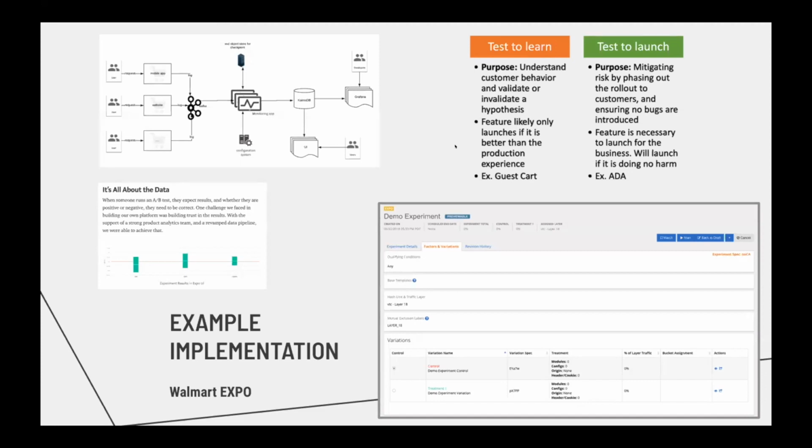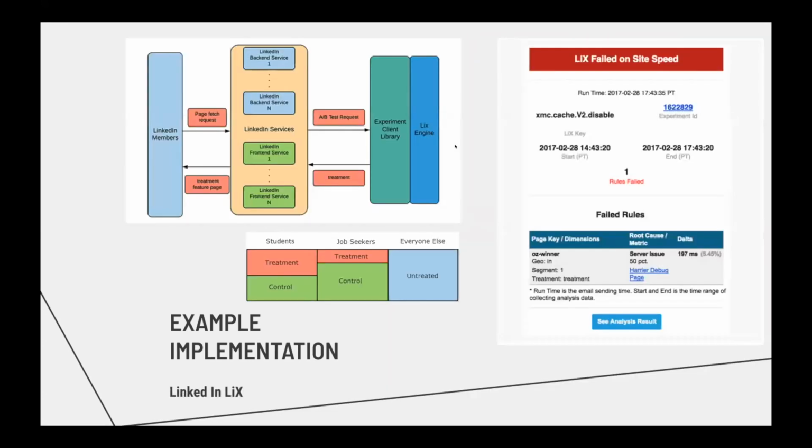On the right there, you see that their primary use of this system is what they call test to learn and test to launch. Test to learn is, I'm trying to figure out whether the thing that I'm doing is going to wiggle the needle. And test to launch is, I think I'm going to go with this, and I want to make sure that nothing goes wrong, right? So that's more like limiting the blast radius.